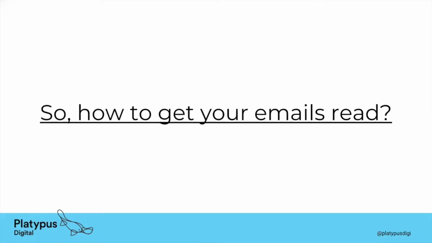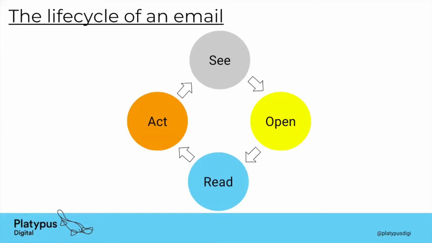So how do you get your emails actually read? Well, here's the life cycle of the average email. It gets seen, hopefully, when it lands in someone's inbox. It gets opened. Hopefully someone's moved enough to actually open the email to see what's inside it. It gets read, and then someone acts on it. And then ideally you're going back to the start when you send a new email.